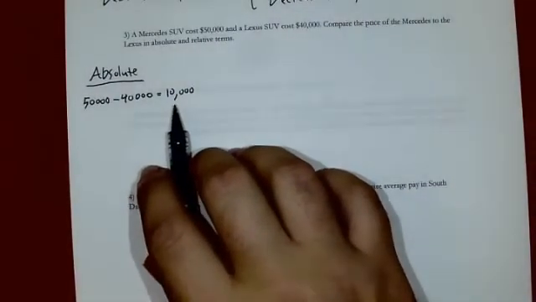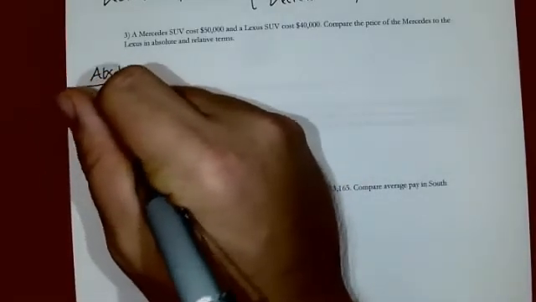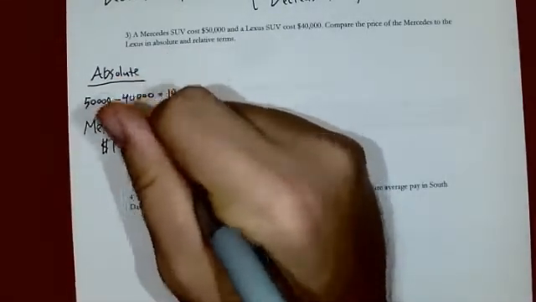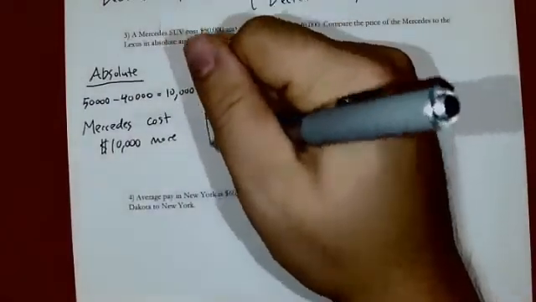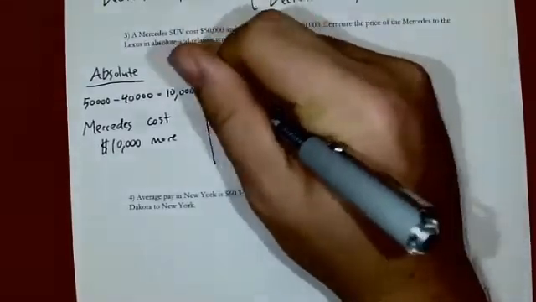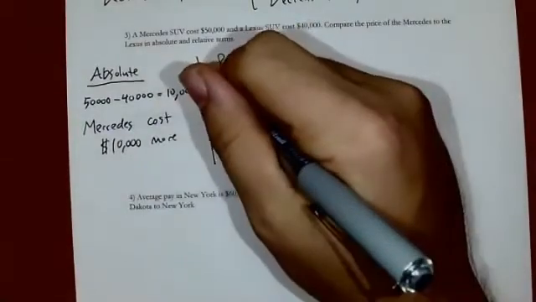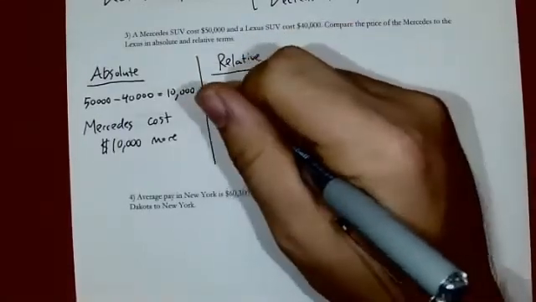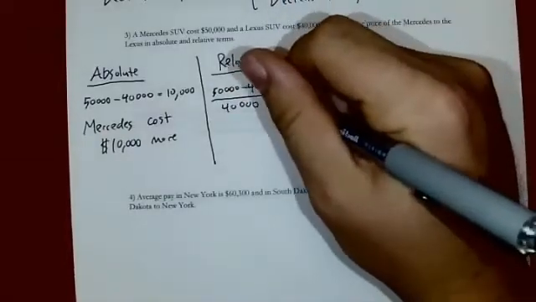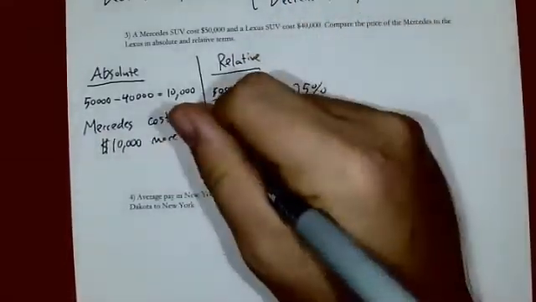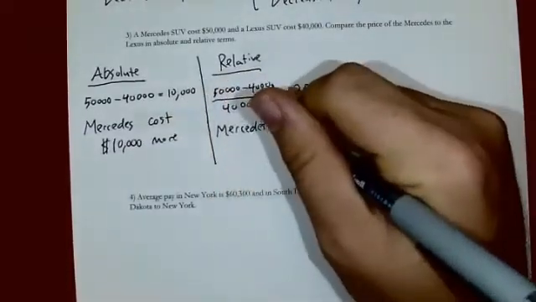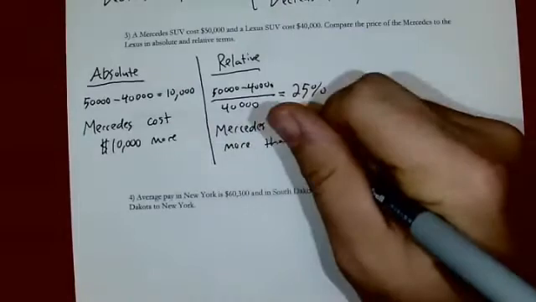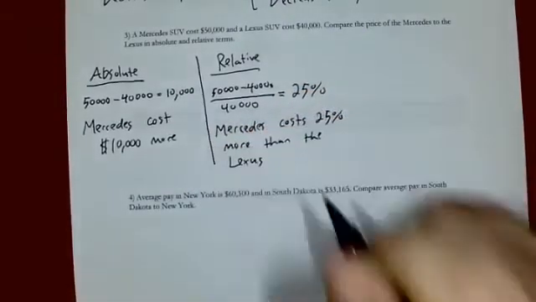So in other words, if positive 10,000, we can say the Mercedes costs $10,000 more than the Lexus. Now, if we want to do this in terms of a percent change, we would do the same thing we did before, which is take the absolute change and divide by whatever it is we subtracted. So that's going to be 10,000 divided by 40,000, which gets us 25%. So in other words, the Mercedes costs 25% more than the Lexus. That would be a correct statement.